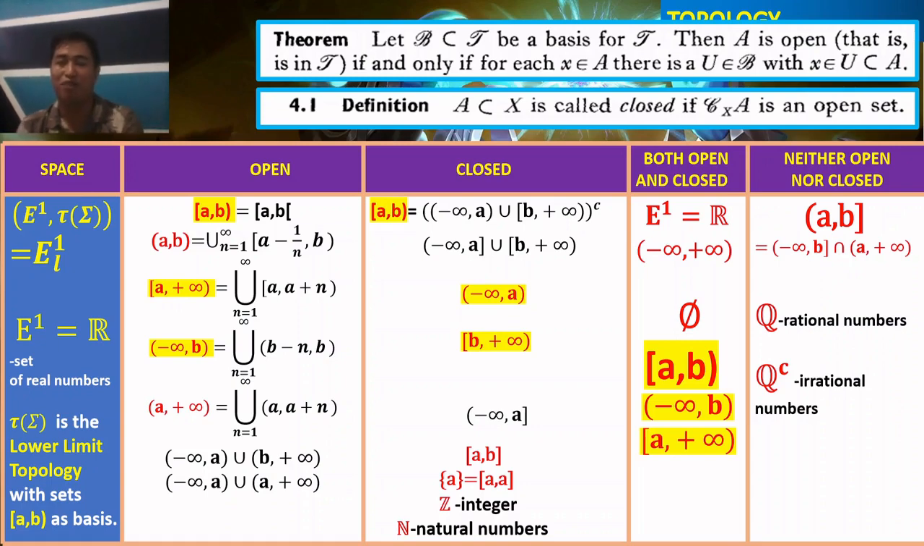Now, for the neither open nor closed set, this is another one: the half-open interval AB. Here, B is included in our values, while A is not.